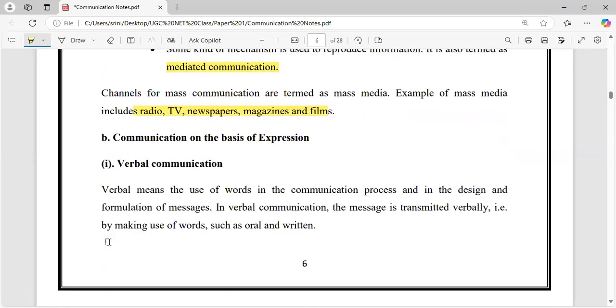Communication on the basis of explanation. Types of communication on the basis of explanation.